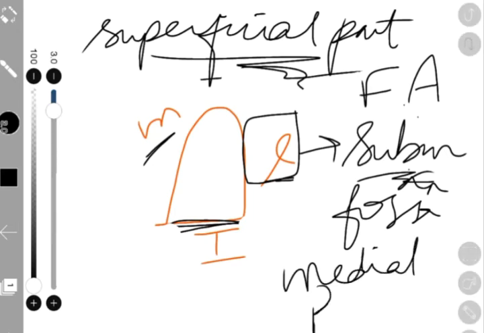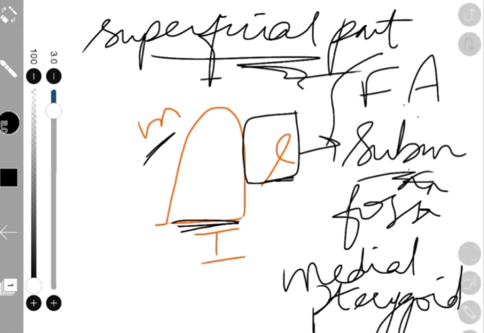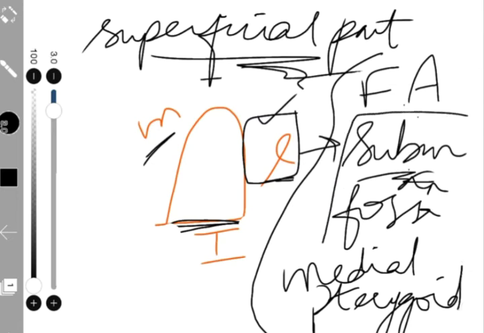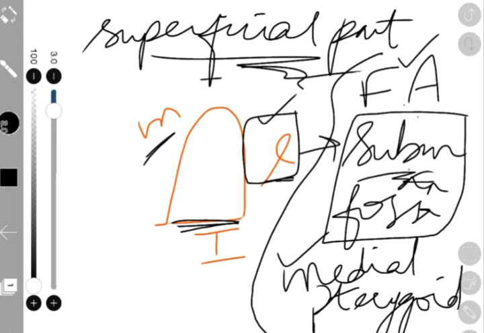The medial pterygoid muscle is a very important muscle. It is one of your muscles of mastication. These three structures are related to the lateral surface of the superficial part of the submandibular salivary gland: the submandibular fossa, which lodges the gland, the facial artery and the medial pterygoid muscle.